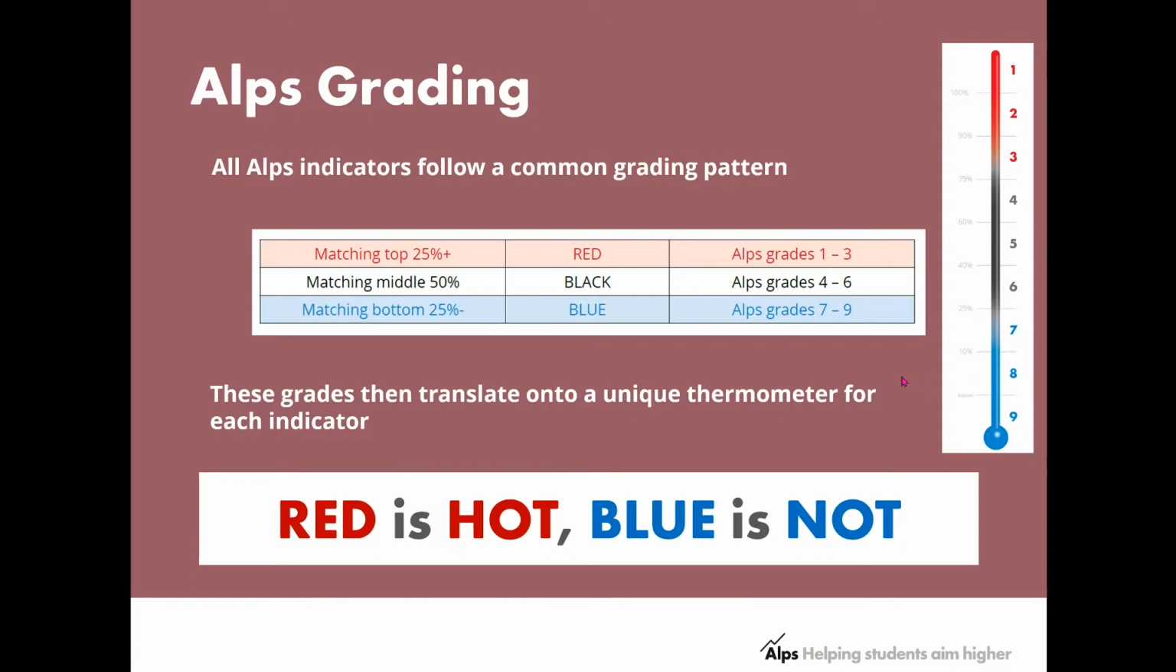And remember, the benchmarks are using DfE national data. At Key Stage 5, if you're thinking about the L3VA, the government performance measure in England, then a 0 is about average. So an ALPS grade 5 means that your students have made average progress.